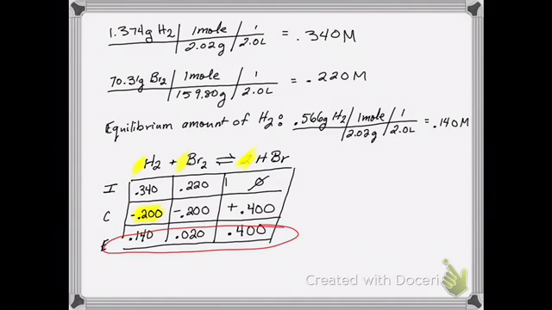Now moving on to part B. They want you to calculate K sub C. So the K sub C expression looks like this. It's always products above reactants. And then whatever coefficient you have in the balanced reaction, make sure that that is your power. Alright, let's plug in our values and see what we get.